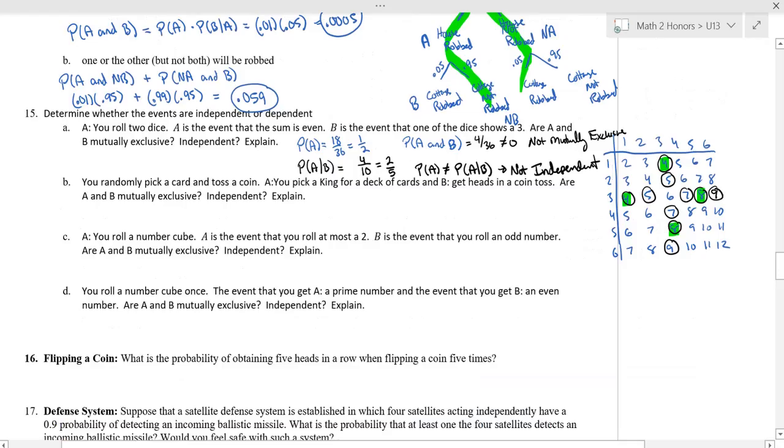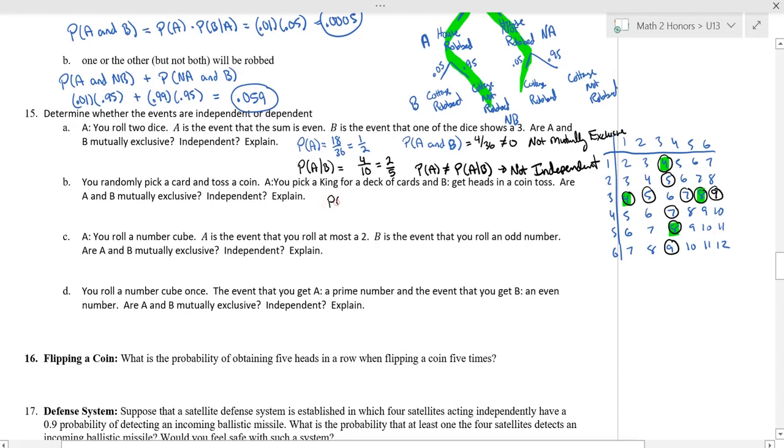Alright, B, you randomly pick a card and toss a coin. A is the event that you pick a king from a deck of cards. B is that you get heads in the coin toss. Are A and B mutually exclusive? So let's take a look.